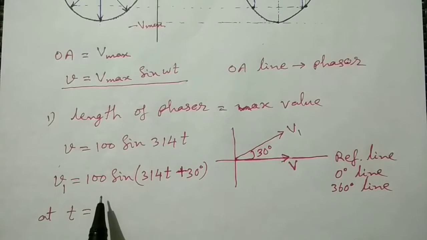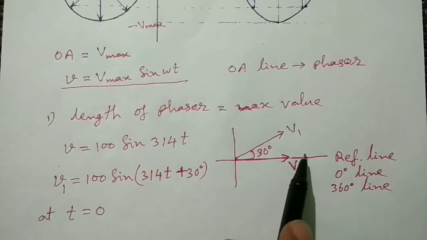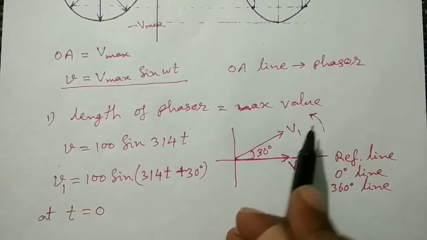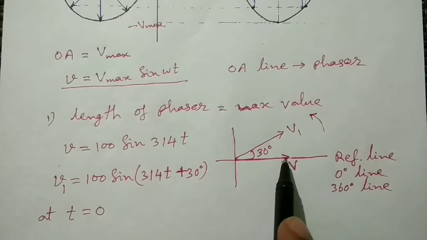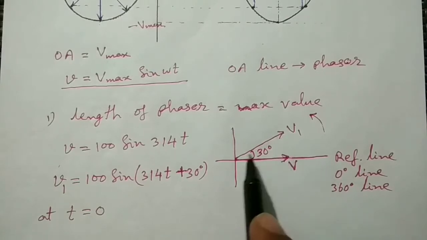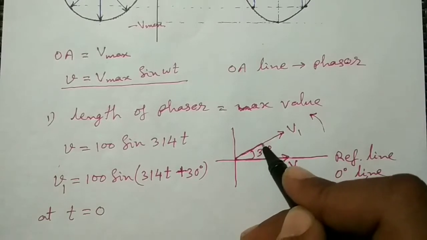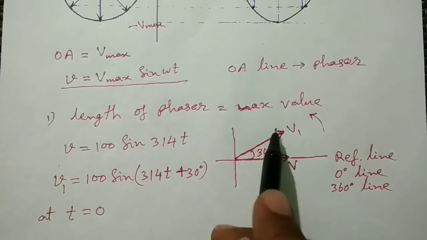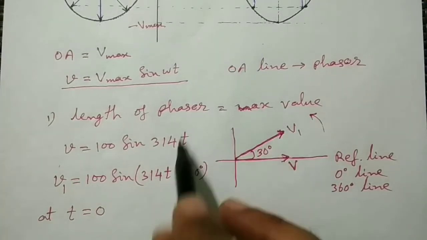So as I have seen, at time t equal to 0, its angular position will be plus 30 degree. In anti-clockwise direction, the value is considered as positive. Therefore, from the reference line in 30 degree position, that means in the first quadrant, this is the initial position of this phasor V1. From this position, it will be rotating continuously.